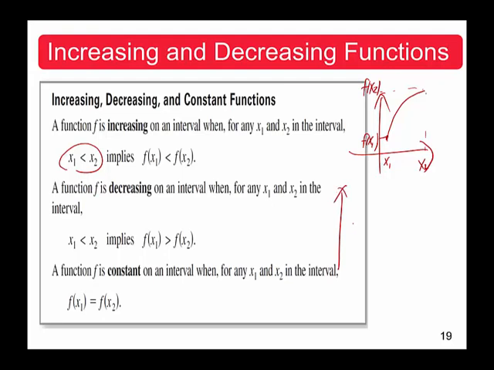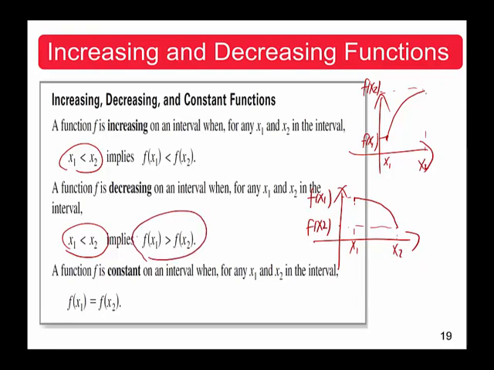And then decreasing, similarly, let's say this is x1, this is x2. So x1 is less than x2. And if you look, f of x1 is on top of f of x2. So f of x1 is bigger than f of x2. That means x value and y value have opposite direction. And this is a typical decreasing interval or function.